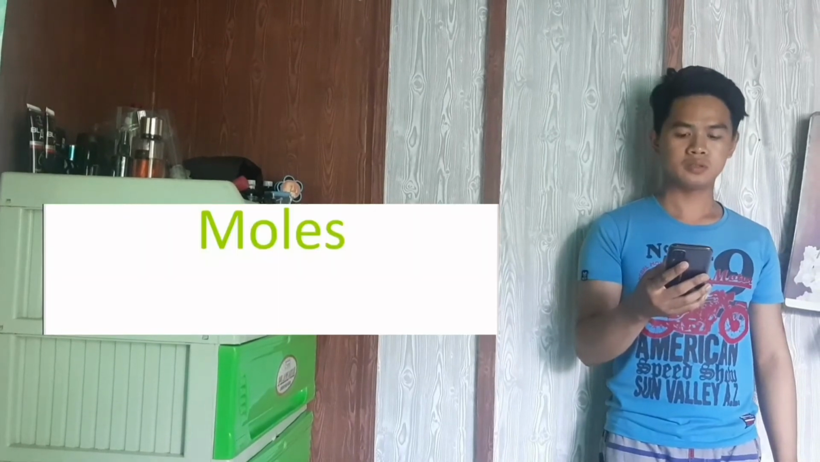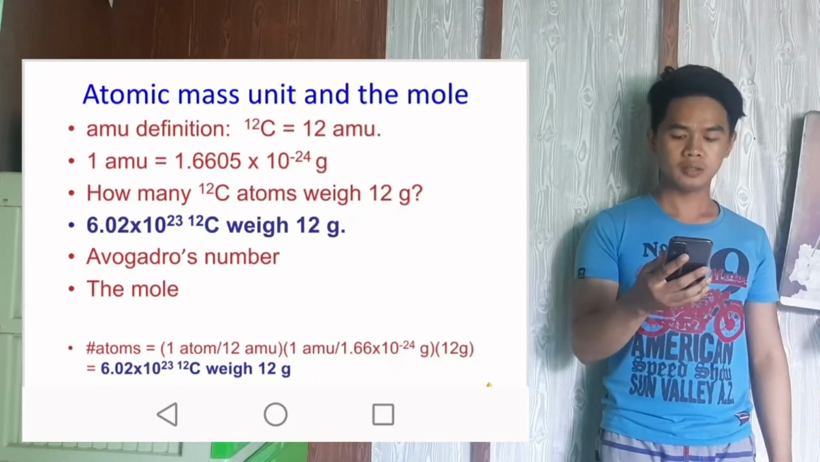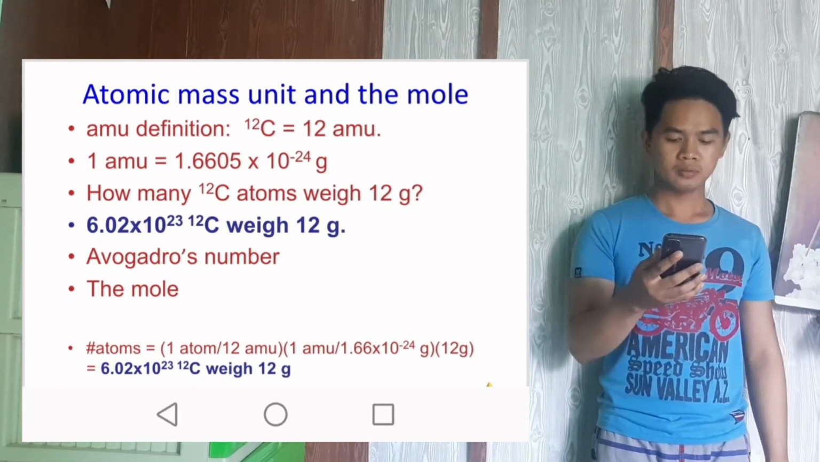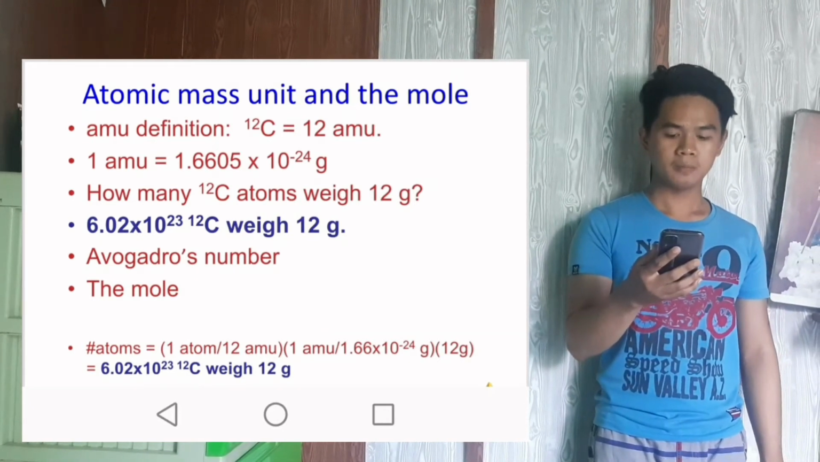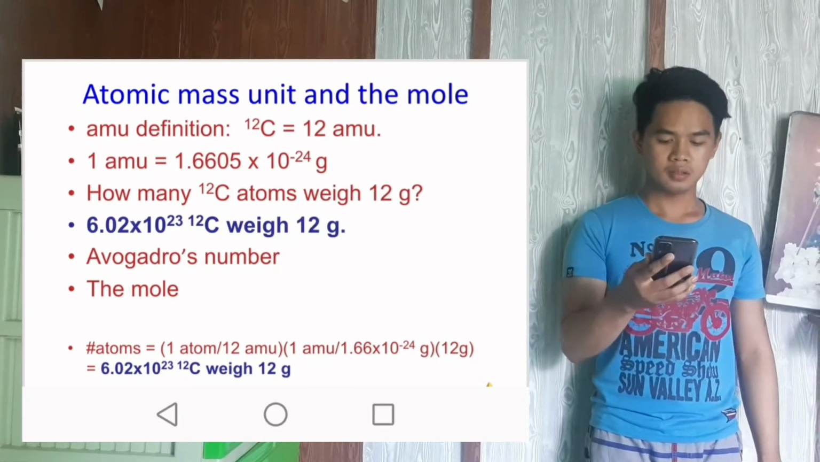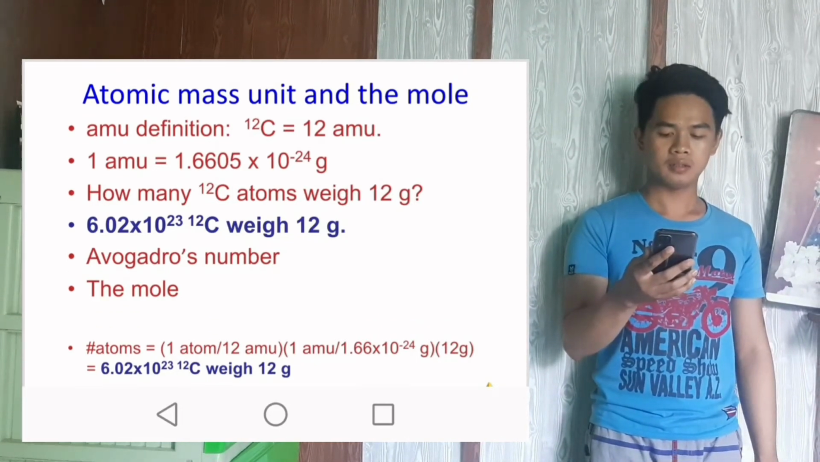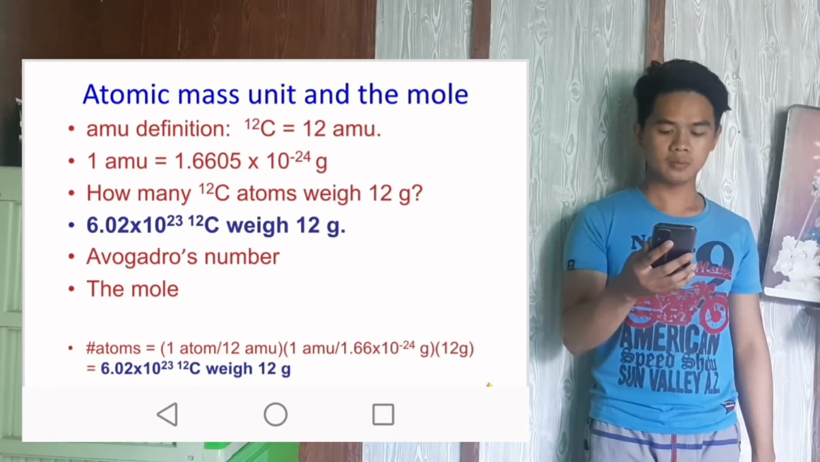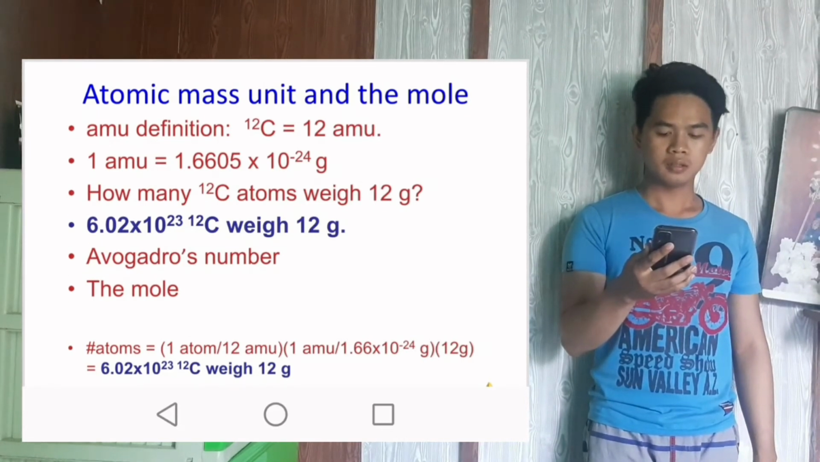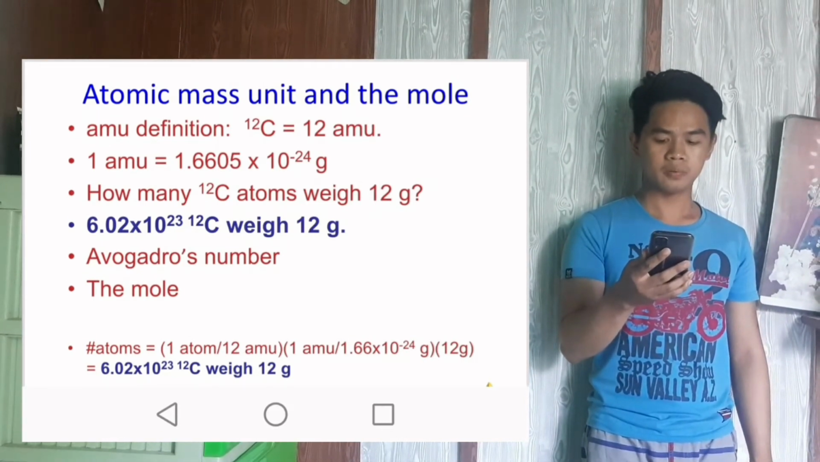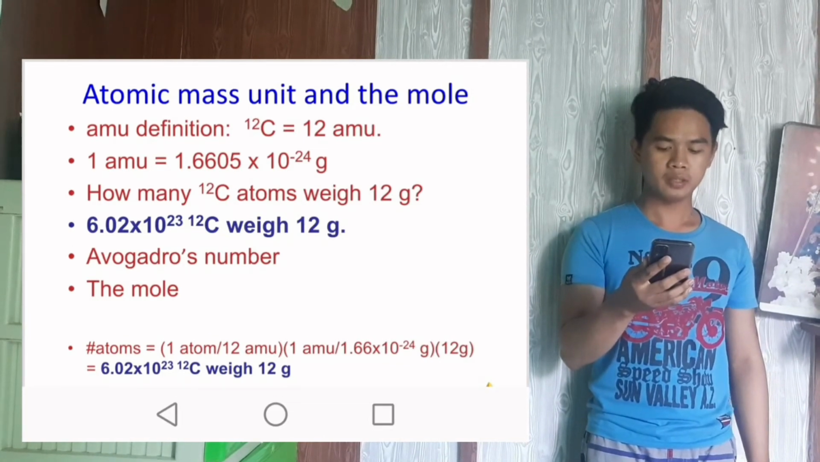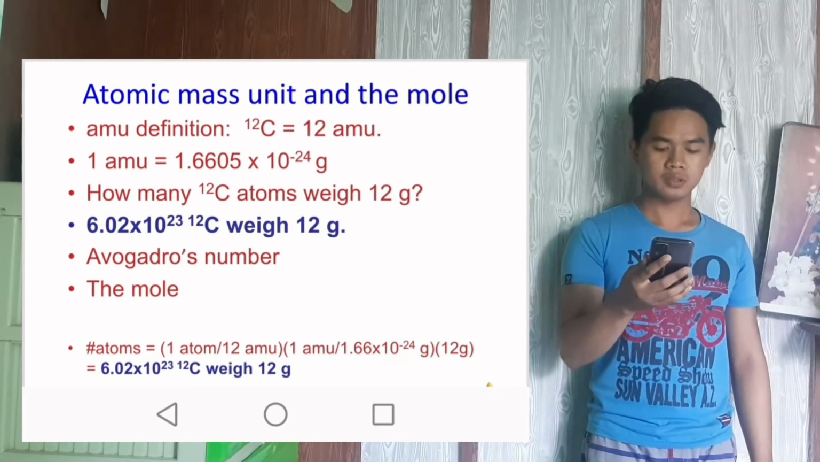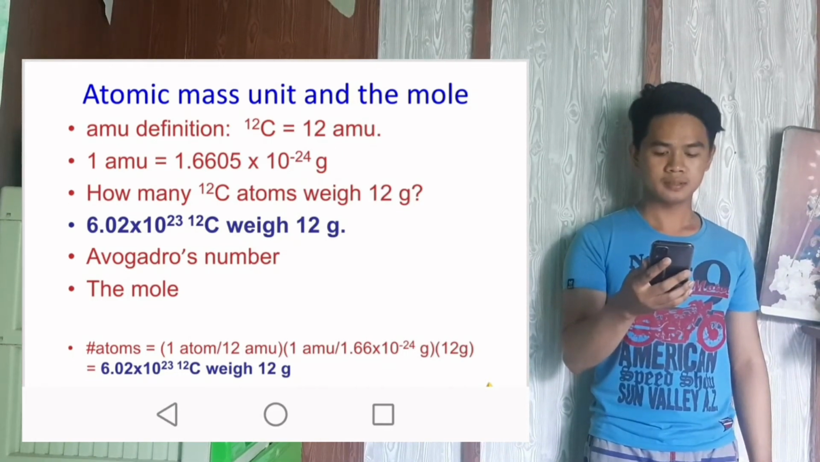Now let's proceed to the moles. Atomic mass unit and the mole. The amu definition: carbon-12 equals 12 amu. The atomic mass unit is defined this way: 1 amu equals 1.6605 times 10 raised to negative 24 grams. How many carbon-12 atoms weigh 12 grams? 6.02 times 10 raised to 23. Carbon-12 atoms weigh 12 grams.